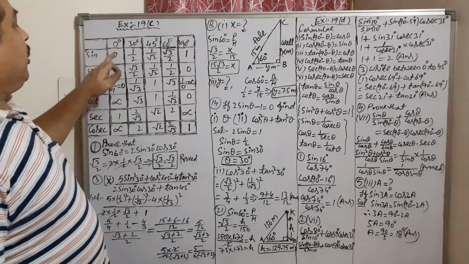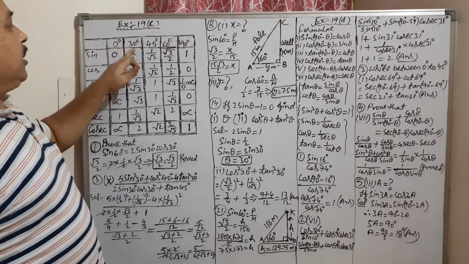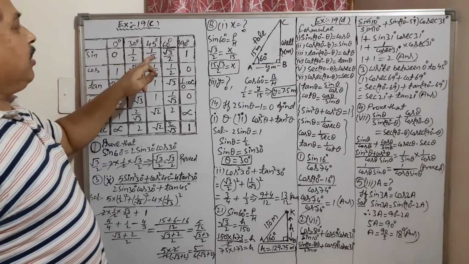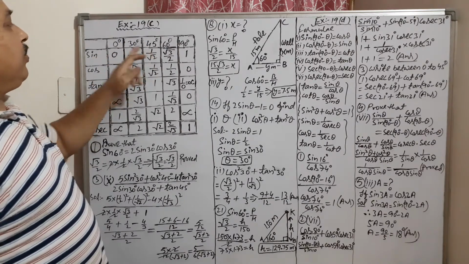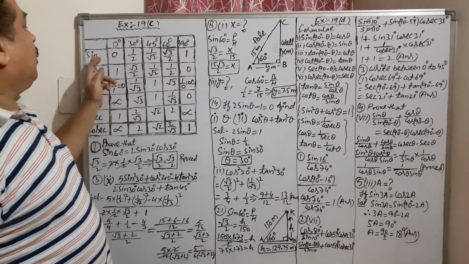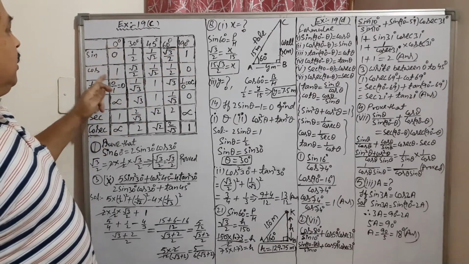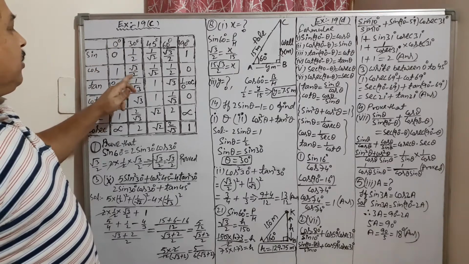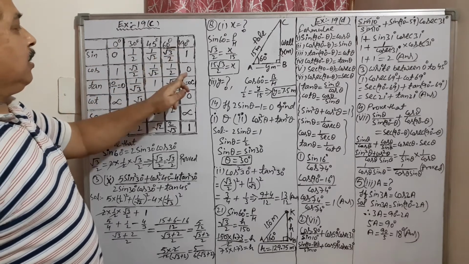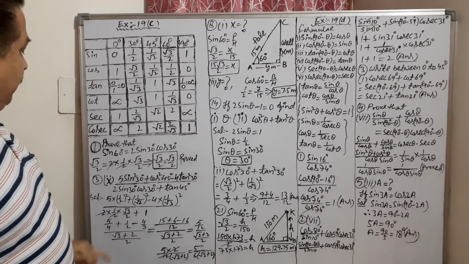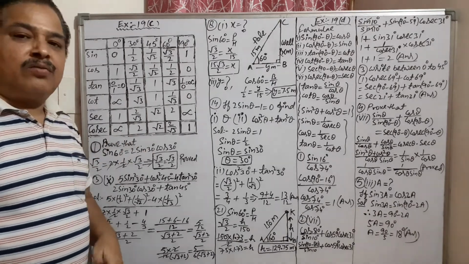Sine 0 degree is 0. Sine 30 degree is 1 by 2, sine 45 degree is 1 upon root 2, sine 60 degree is root 3 by 2, and sine 90 is 1. Similarly, you can read the cos values: cos 30 is root 3 by 2, cos 90 is 0. So this is the table. Now see question number 1.